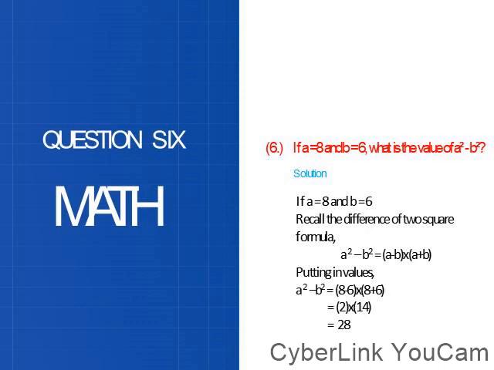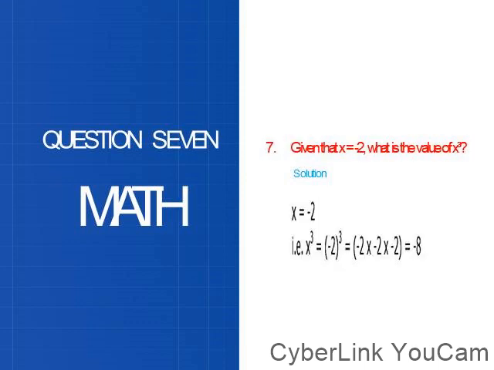That is question number 7. Question number 7 says, given that x is equal to minus 2, what is the value of x raised to power 3, or x cubed? Now x cubed will be minus 2 in bracket and then you cube it on top. This is the same thing as putting minus 2 in 3 different places and separating them by multiplication signs. So this is minus 2 times minus 2 times minus 2.